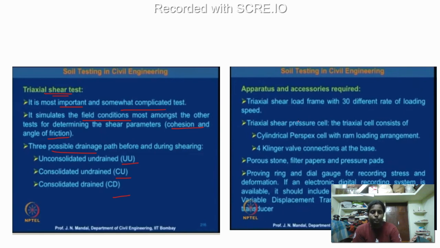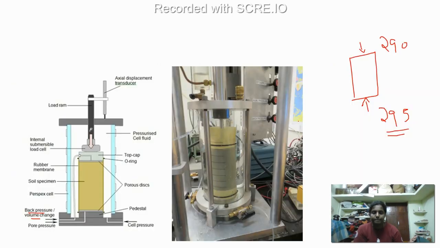So you have your test setup. You are going to place porous stones at the bottom, place your sample, put a porous stone at the top, put a loading cap and connect to your pedestal, and you have to enclose it in a rubber membrane.